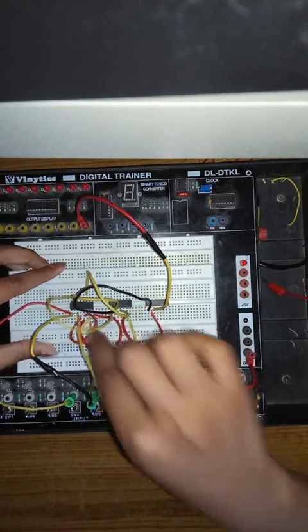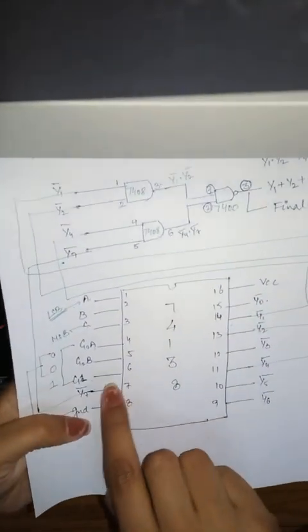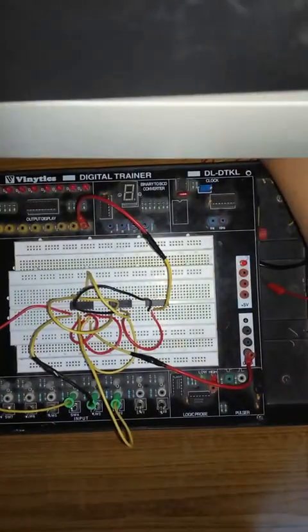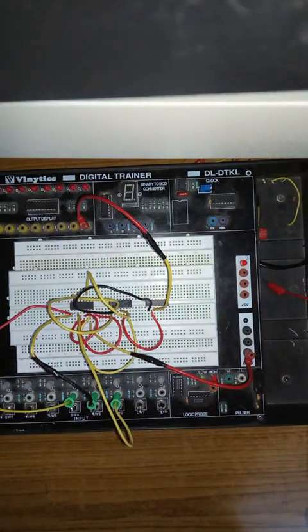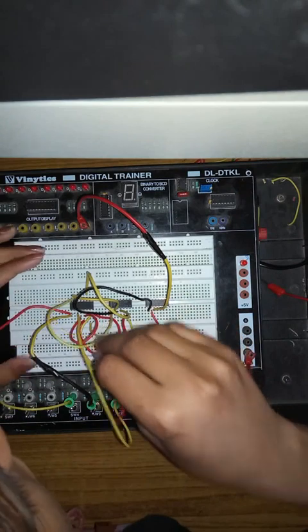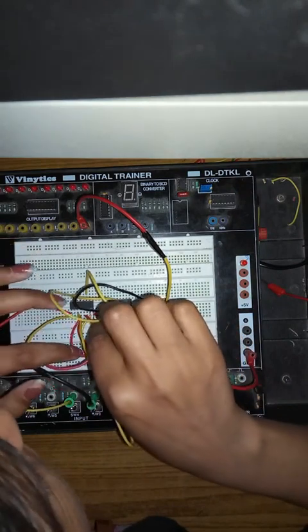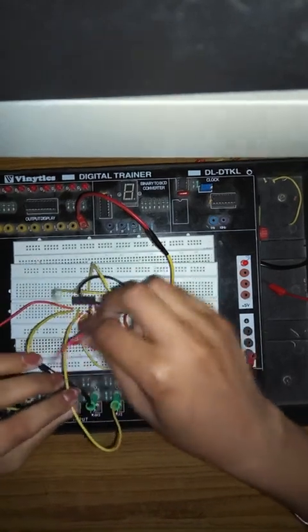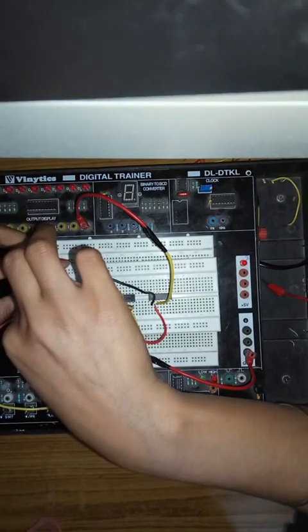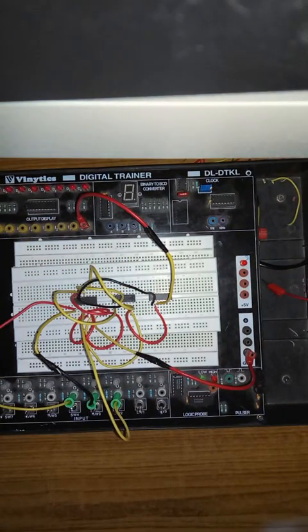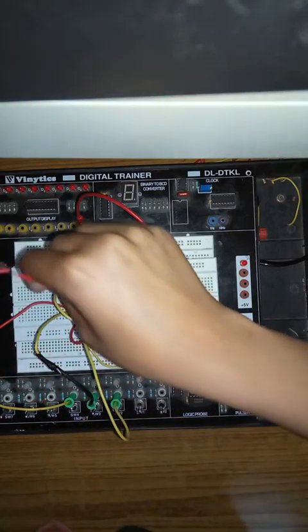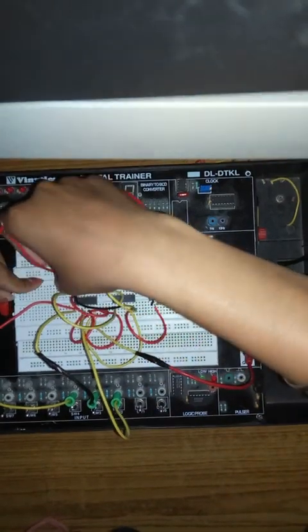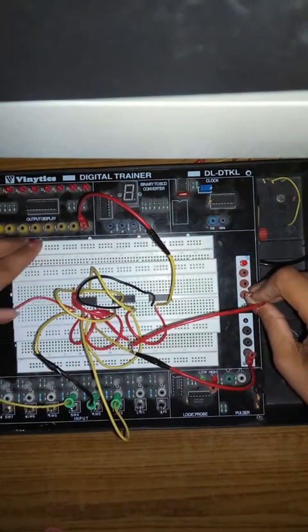And now see, our 6th pin, that is G1, is 1. So 1 can be connected to VCC. So our 6th pin is connected to VCC, which is the 16th pin of this IC. And then we will be connecting the VCC supply, which is the 5 volts for the 74 series ICs.